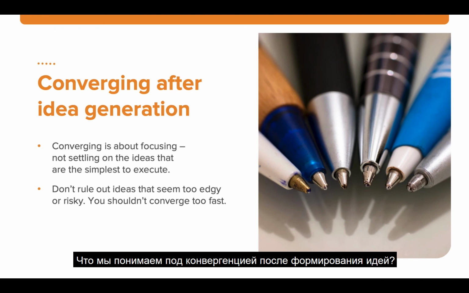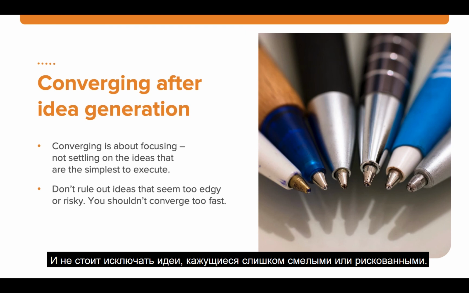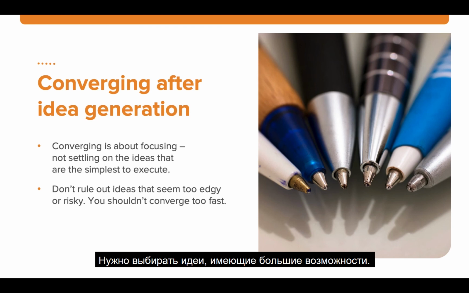What's converging? Converging after idea generation. Well, converging is about focusing, not settling on what ideas are simplest to execute. We don't want to select those that are the easiest to implement. So don't rule out ideas that might seem too edgy or risky. We want to make sure we are selecting those which have more potential for impact. So you shouldn't converge too fast. And there are numerous methods that you can use in order to select the top ideas.